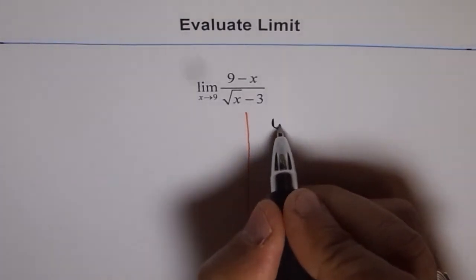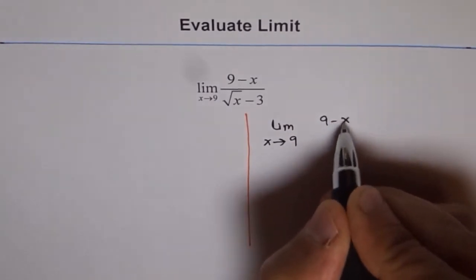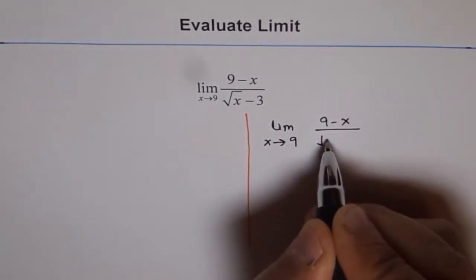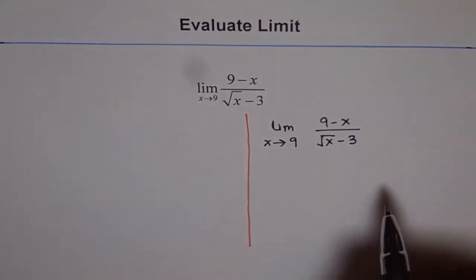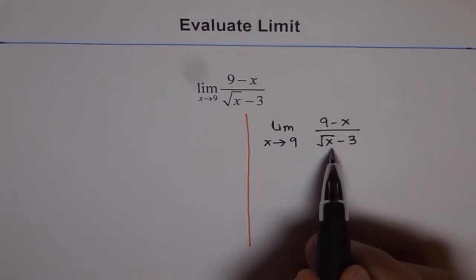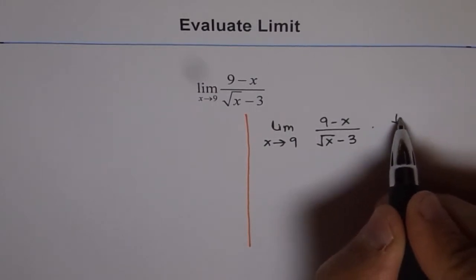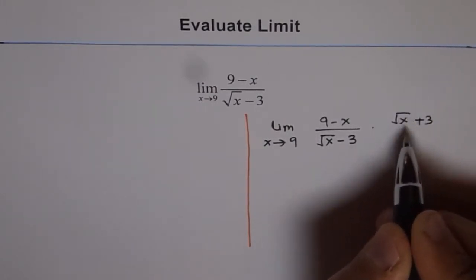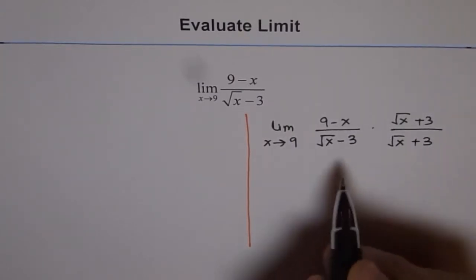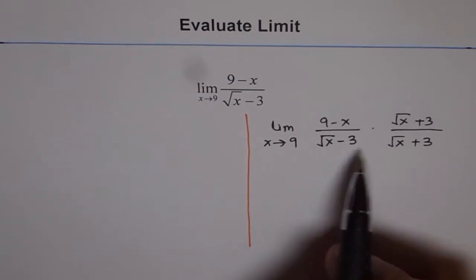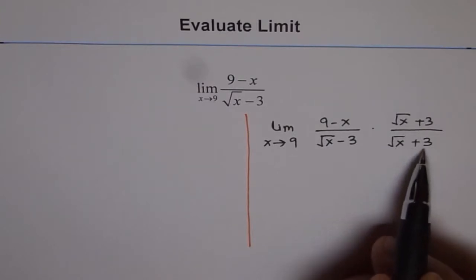So we can write this as the limit as x approaches 9 of (9 minus x) over (square root of x minus 3). To rationalize, what do we do? We multiply and divide by the conjugate. The conjugate of the denominator is square root x plus 3. So we multiply and divide by square root x plus 3. The denominator becomes (square root x minus 3) times (square root x plus 3).